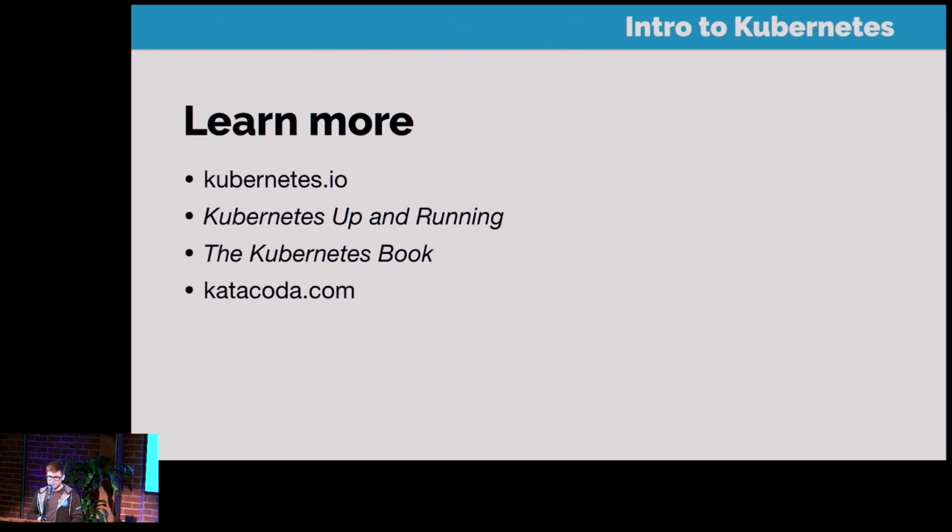And if you do want to learn more, then I definitely recommend checking out kubernetes.io. There's a lot of information on there that you can find. There are a couple of good books out there. Kubernetes Up and Running is a really nice book. The Kubernetes book is a deep dive into Kubernetes, and that'll give you a broader overview. And check out katacoda.com because there are a lot of other tutorials on katacoda.com to help you learn Kubernetes and other things.